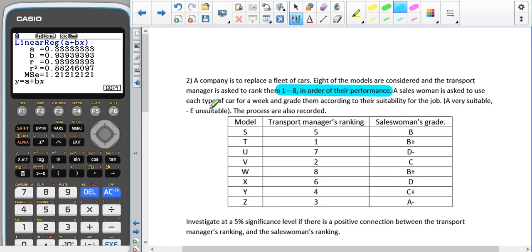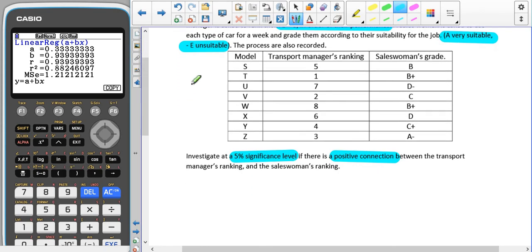A saleswoman is asked to use each type of car for a week and grade them for their suitability for the job, where A is suitable and E is unsuitable. And you can see here that she's also used a plus minus system with that. And then we're investigating at a 5% significance level whether there is a positive correlation between the transport manager's ranking and the saleswoman's ranking.